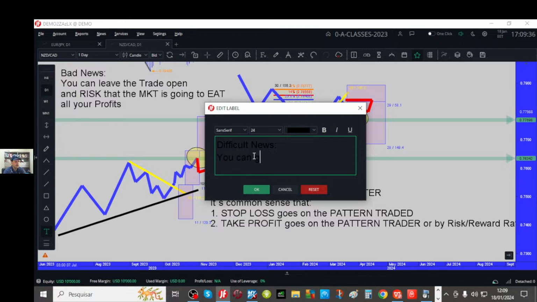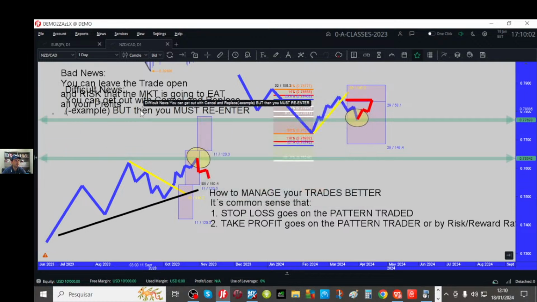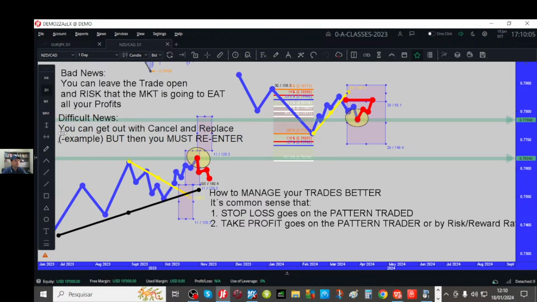You can get out with cancel and replace, for example, but then you must re-enter. Alright everybody? It's an absolute must. Difficult news, you can get out with cancel and replace, but then you must re-enter. Clara says yes, keep moving my stop loss along the trend line.